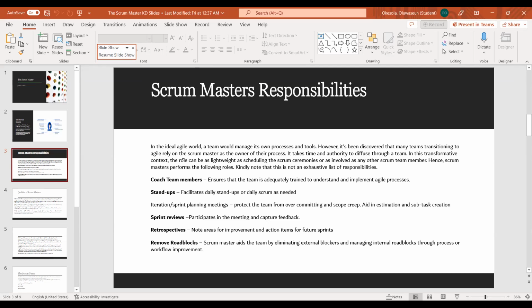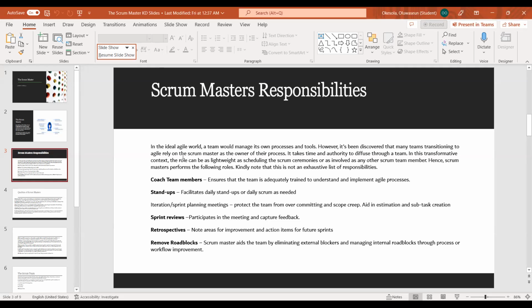So it coaches team members. So we earlier established that the Scrum Master coaches team members. So the Scrum Master ensures that the team is adequately trained to understand and implement agile processes, especially in Scrum. Let's say they are using Scrum, one of the agile frameworks. So you want to teach them to live Scrum. You want to teach them to implement Scrum. You want to teach them to understand the Scrum values and follow them strictly, right, within the work environment.